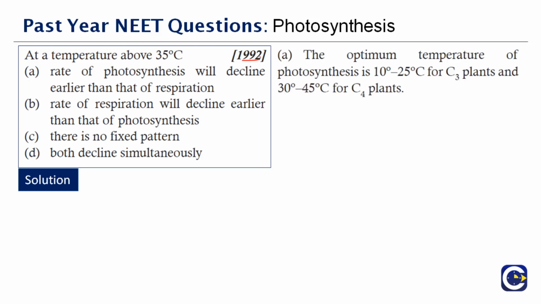The correct answer to this question is option A. Rate of photosynthesis will decline earlier than that of respiration. Now, we'll discuss the solution here. The optimum temperature of photosynthesis is 20 to 25 degrees Celsius for C3 and 30 to 45 degrees Celsius for C4. Now, what do you mean by C3 and C4 plants?